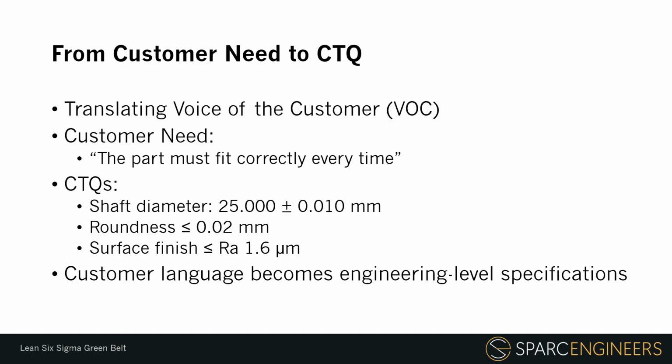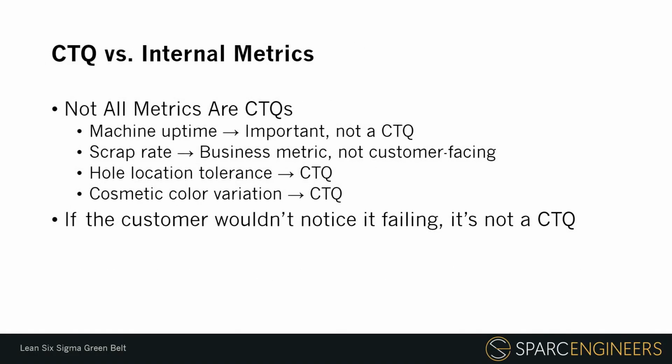CTQ versus internal metrics. It is important to understand that not every metric is a CTQ. Some metrics are very important internally, but they are not directly customer-facing. For example, machine uptime is important. If uptime is poor, it can affect productivity, delivery, cost, and scheduling. But machine uptime itself is usually not a CTQ because the customer does not directly experience machine uptime. Scrap rate is also important. A high scrap rate can increase cost, reduce capacity, and indicate process problems. But scrap rate is usually a business or process metric, not a direct customer requirement.